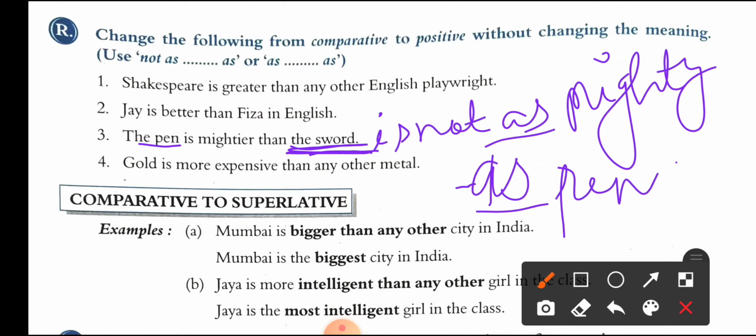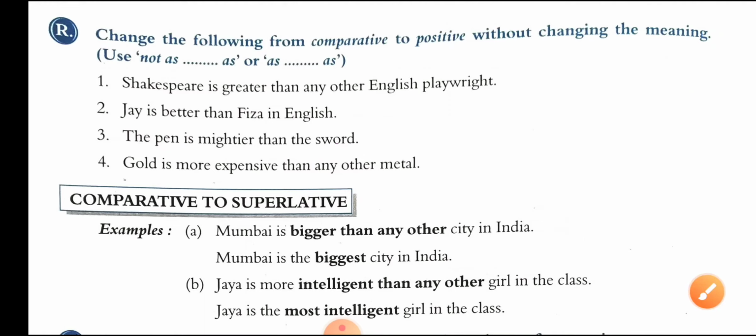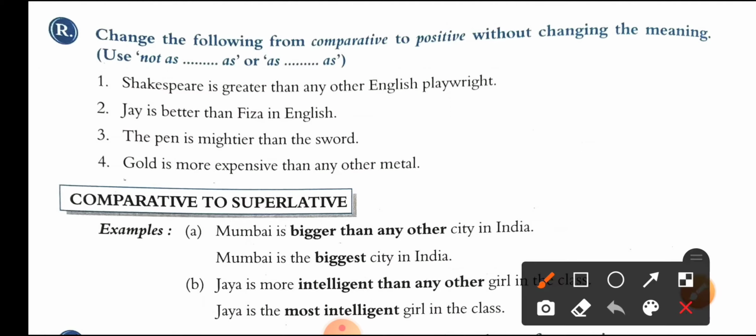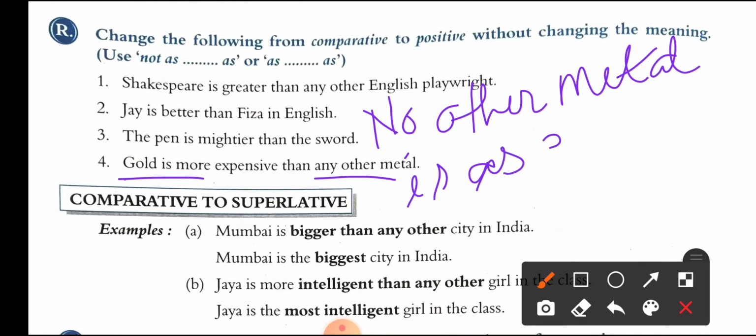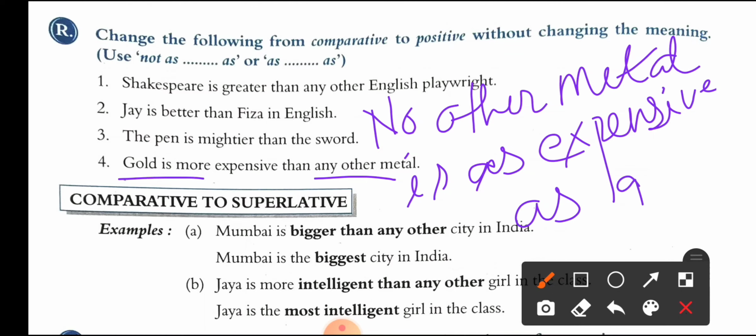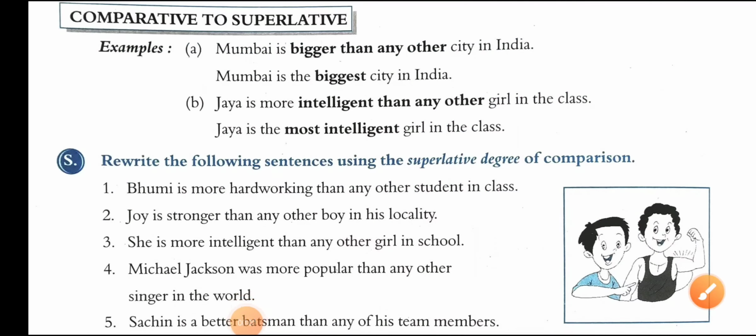Gold is more expensive than any other metal. Any other metal and gold. Okay, so "any other" we will write as what? No other. So the answer is, no other metal is as expensive as gold.